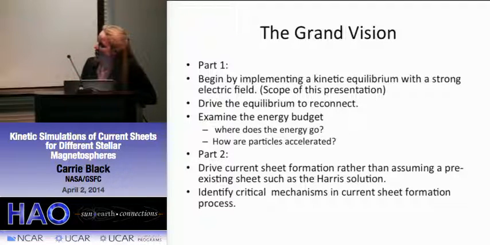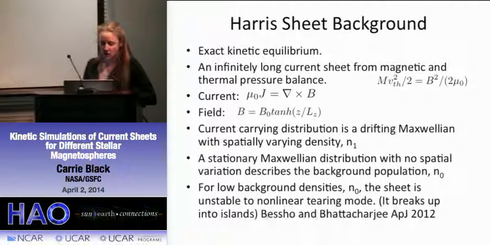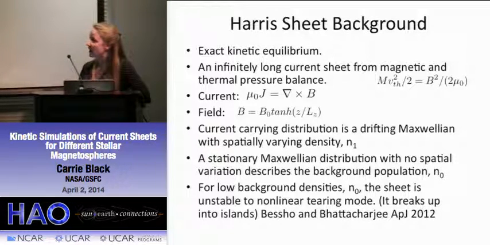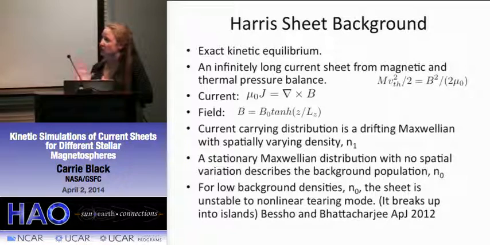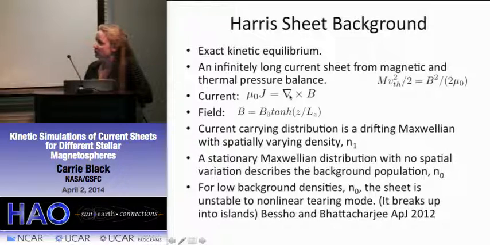But all I'm going to show at this point is what a kinetic equilibrium with a strong electric field actually looks like. Okay. So we are doing a modification on a Harris sheet. The Harris sheet we love to study because it's an exact kinetic equilibrium, and we have very few of those. But it assumes we have this infinitely long current sheet. The magnetic pressure and the thermal pressure are in balance. We have a well-prescribed current. We've got a nice equation for our magnetic field.